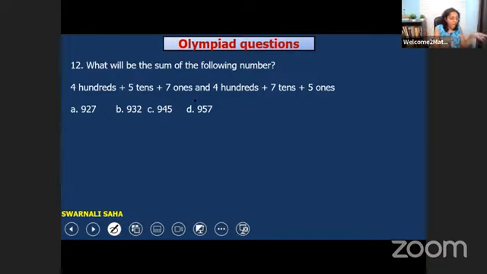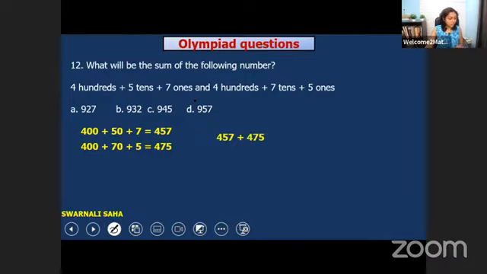We have to add these two numbers because it is the expanded form you have given. You have to write the number and just add the numbers. So you see, 400 plus 5 tens plus 7, that means 400 plus 50 plus 7, and it's 457. Now the next number is 400 plus 7 tens plus 5 ones, so it would be 475. So we just have to add 457 plus 475. And what is the answer then? The answer is 932. Just by adding, we'll get 932.